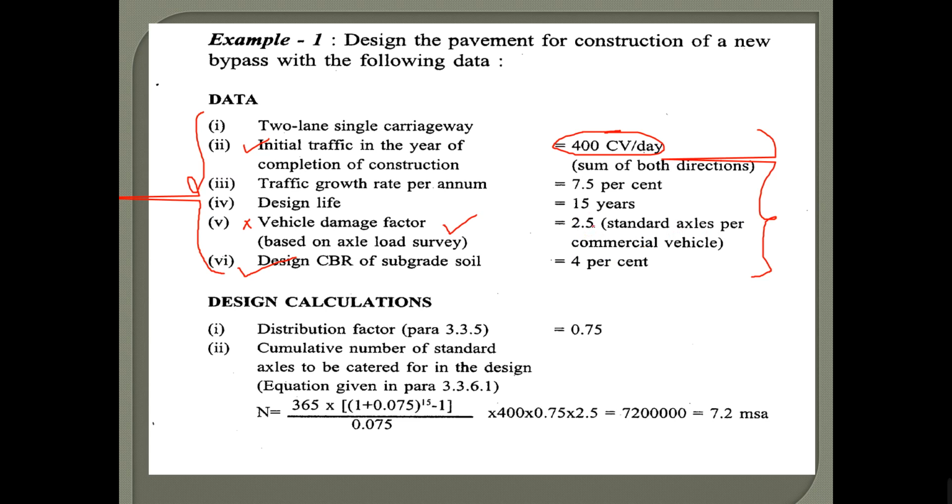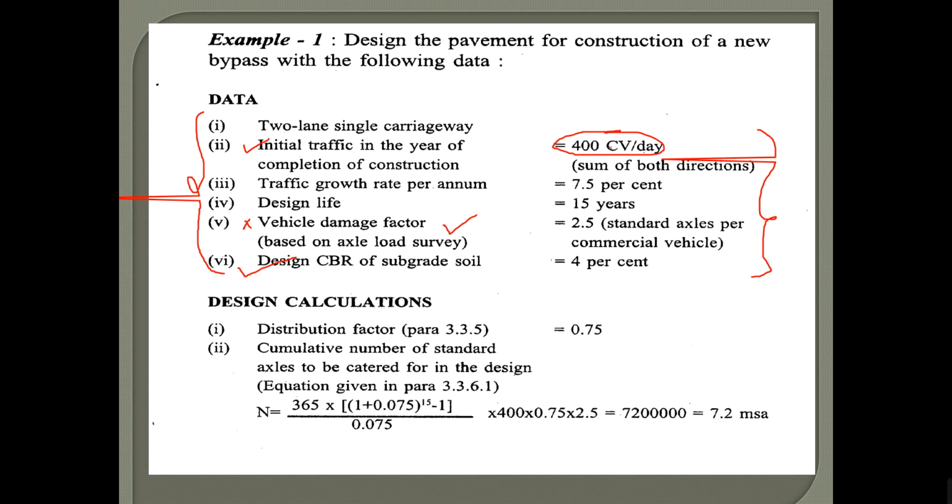that is used for converting the different axle loads as well as axle configurations in terms of standard axle load repetitions. How many times the standard axles per commercial vehicle are going to be repeated upon the roads? It is 2.5 times, based on the commercial vehicles that are going to be running upon the roads.